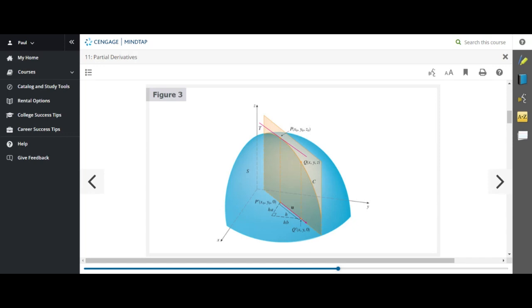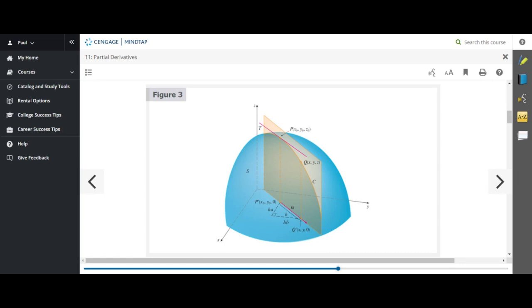So the tangent line, that pink tangent line on the surface, slopes downward, but it's oriented in the northeastern direction, you see? And there's some slope for that tangent line. And the question is, how do we find the slope of that tangent line?